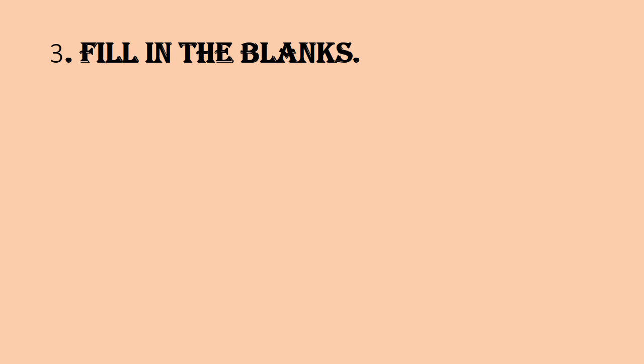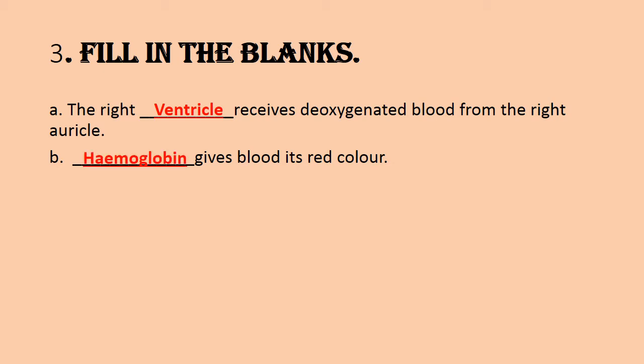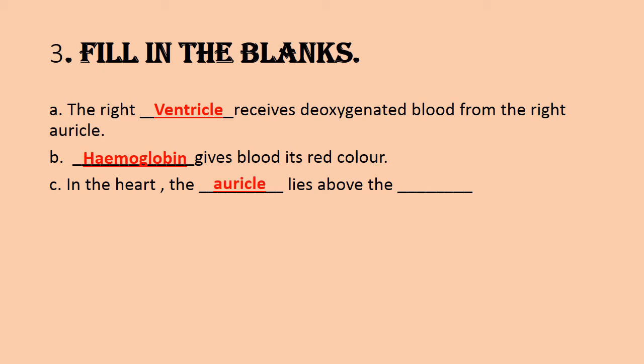Number 3 is fill in the blanks. A, the right dash receives deoxygenated blood from the right auricle. The answer is ventricle. Part B, dash gives blood its red color. So students, it's hemoglobin. Part C, in the heart the dash lies above the dash. So in the heart the auricle lies above the ventricle.